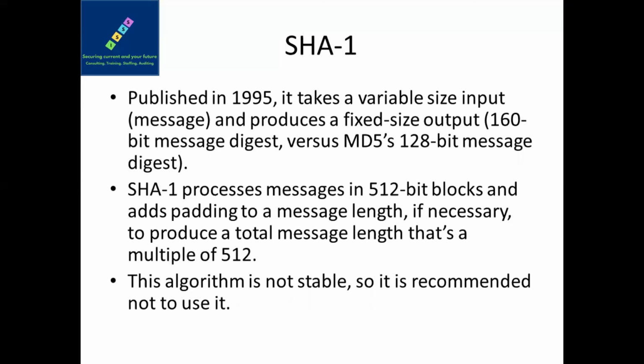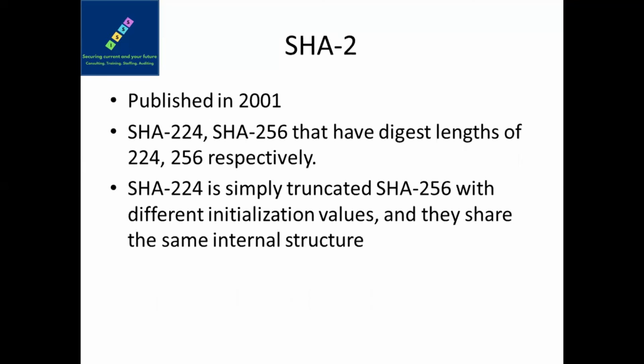The algorithm is actually not very stable and it was susceptible to a few attacks. So SHA-1 is something which people don't use very often. So they go to SHA-2. SHA-2 has two variations, SHA-224 and SHA-256, with digest lengths of 224 and 256 respectively. SHA-224 is just a truncated version of SHA-256.